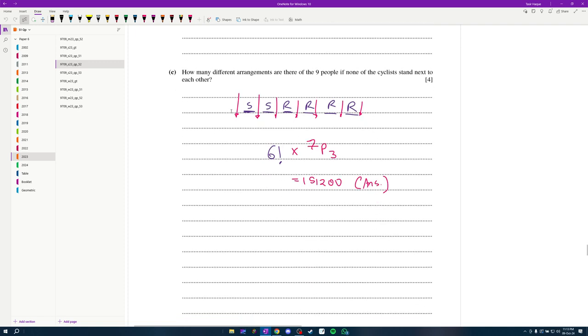How many different arrangements are there of the 9 people if none of the cyclists stand next to each other? Okay, so I told you again that whenever people can stand next to each other, just ignore them. So you have 2 swimmers and 6 runners, so that's 6 factorial. And then you have 7 arrows, but 3 cyclists, so that's 7P3, because their arrangement matters and they are not identical, okay? It's that.